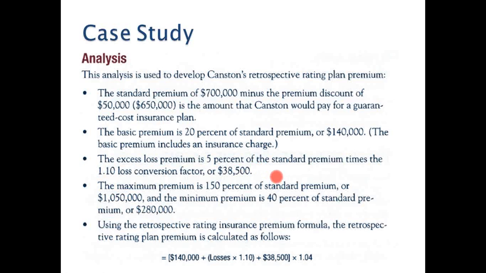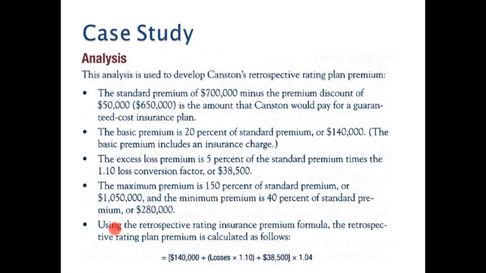And then the maximum premium is 150% of the standard premium, so the most I'm going to pay under this is $1,050,000, and the minimum premium is going to be $280,000. So the advantage is, if I would normally pay $650,000 for this policy, but if I do really well, I'm only going to have to pay $280,000 based upon my loss experience.